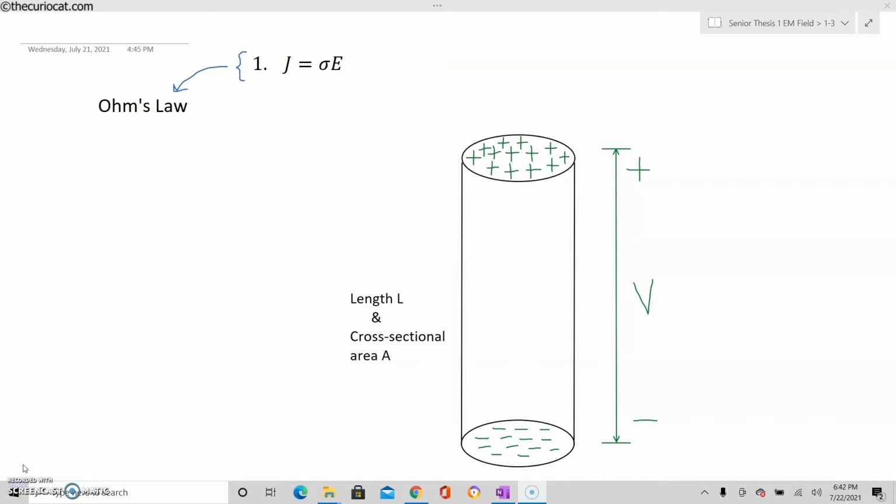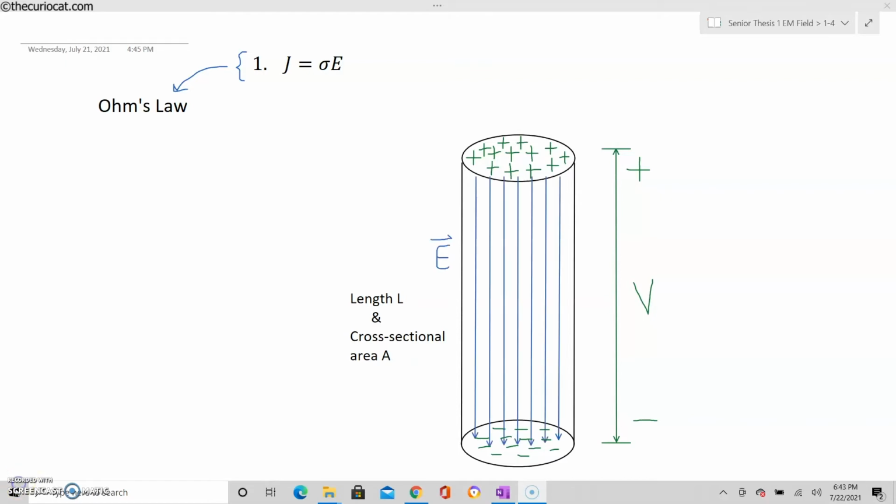From physics, we know that electric field lines extend from positive charges to negative charges, so we can draw those field lines now. Due to the applied voltage, we also know that a current will flow down the wire in the same direction as the electric field. There is another form of Ohm's law that can relate the voltage and the current. That law is V equals IR, where R is the resistance of the wire. If you're not very familiar with voltage, current, and resistance, please watch the TheCurioCat circuit analysis videos.